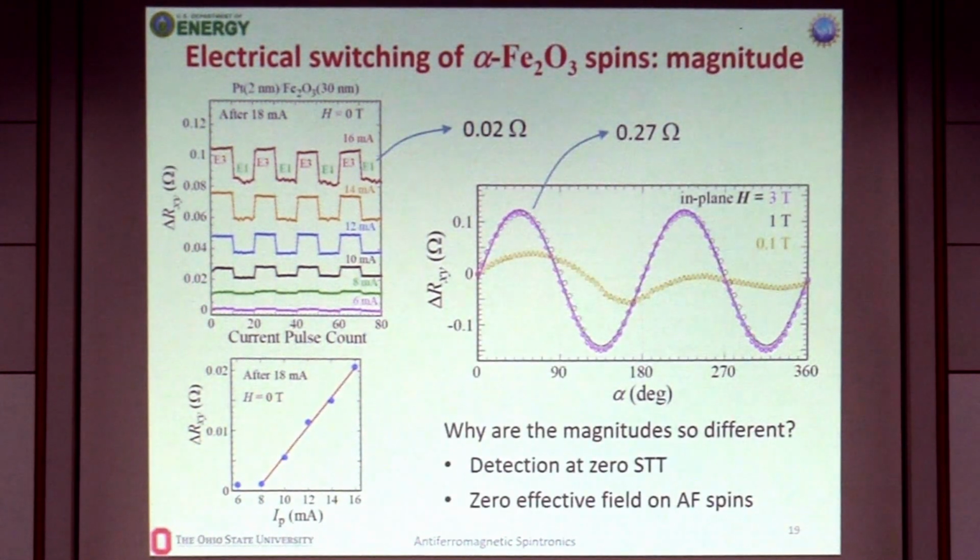Now let's talk about the magnitude. At the highest current we apply, 60 milliamp, it's about 0.02 ohm in the delta Rxy. If we bring back the field control, we apply a 3 Tesla in-plane field, and if you look at the top and the bottom, that is 0.27 ohm. The field is, I think, the cleanest experiment. You lock the spins to rotate very cleanly. With the pulse current, you switch something, but you're probably not going to switch everything. So what is the difference? This is a factor of 13 different.